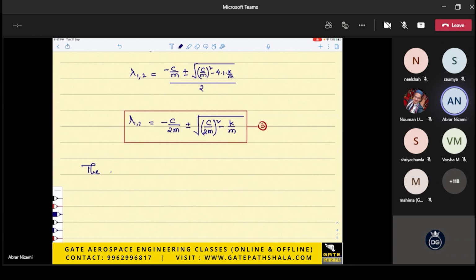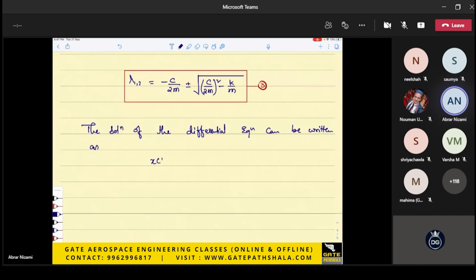The solution of the differential equation can be written as x of t equals c1 into e power lambda 1 t plus c2 into e power lambda 2 t. Call it equation number 4.